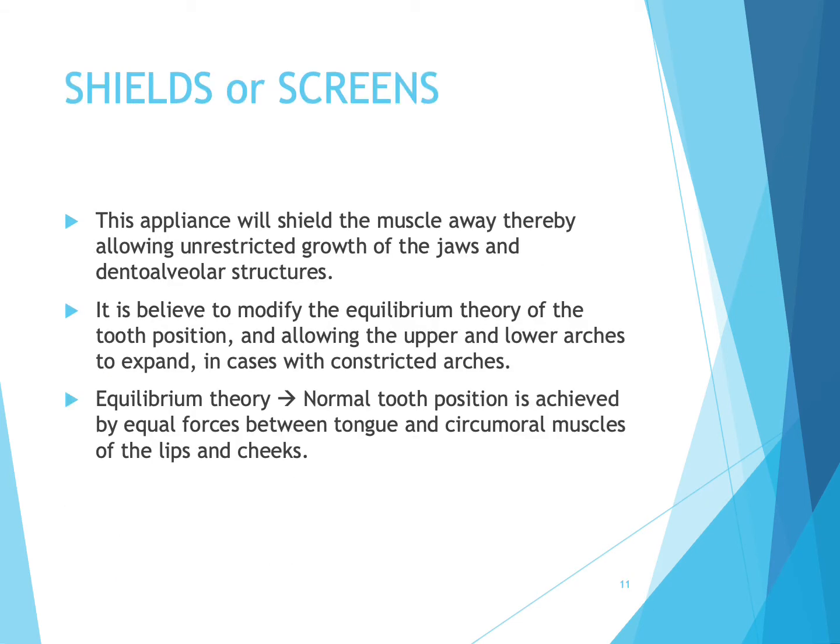The second component is shields or screens. This appliance will shield the muscles away, thereby allowing unrestricted growth of the jaw and dentoalveolar structures. It is believed to modify the equilibrium theory of tooth position, allowing the upper and lower arches to expand in cases with constricted arches. Equilibrium theory is when the normal tooth position is achieved by equal forces between the tongue and the circumoral muscles, that is the lips and cheeks.